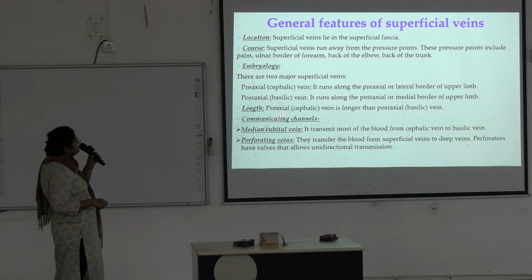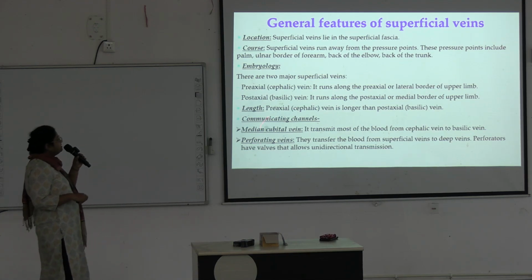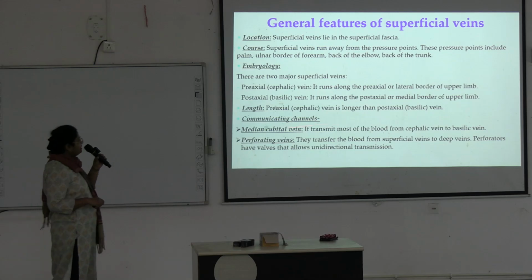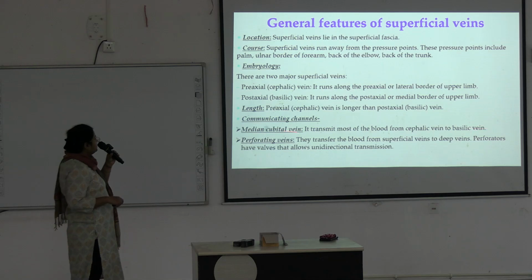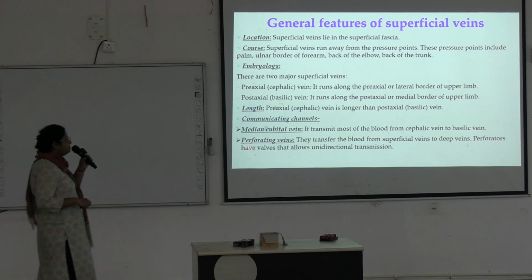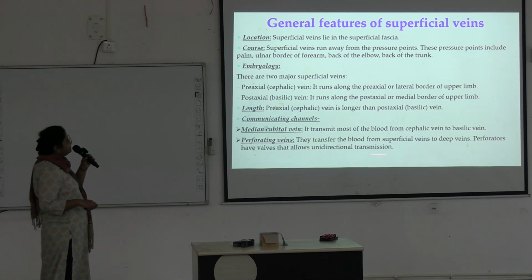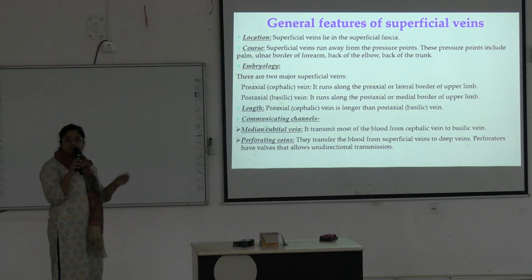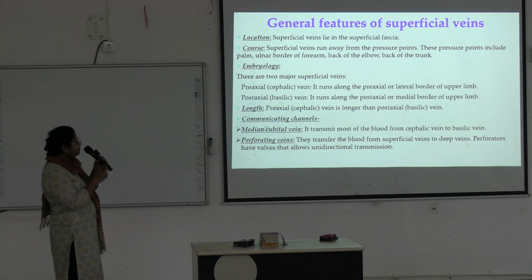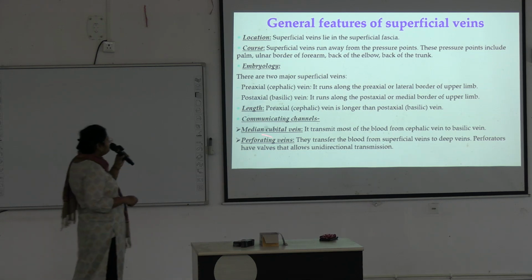And communicating channels are these two. Median cubital vein, it transmits most of the blood from cephalic vein to the basilic vein. And there are also perforating veins. They transfer the blood from the superficial vein to the deep veins. Deep veins are those venae comitantes of different arteries. And perforators have valves.